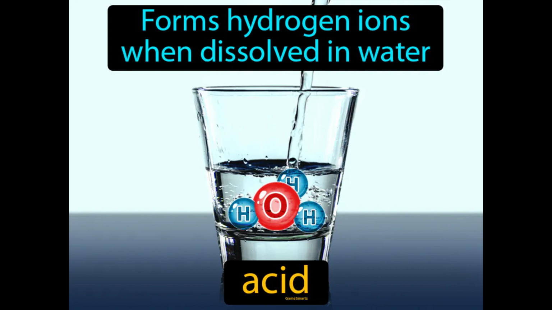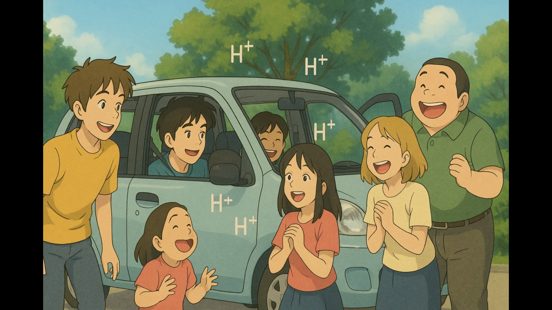Forms hydrogen ions when dissolved in water. Acid. An acid is a substance that releases hydrogen ions, H+, when it dissolves in water, making the solution more acidic. Imagine you're trying to fit a large group of people into a small car, causing some to spill out and stand around it. This situation is similar to what happens when an acid is dissolved in water.